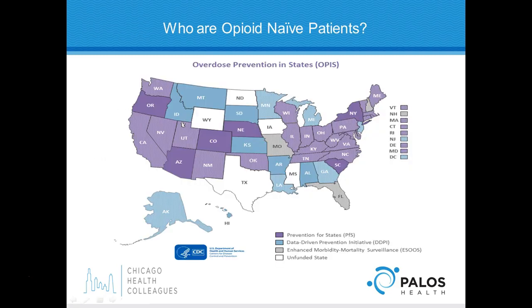The overdose prevention states in this slide tell us where these programs are present. So as you could tell, the states of Illinois, Wisconsin, and Indiana have a program.